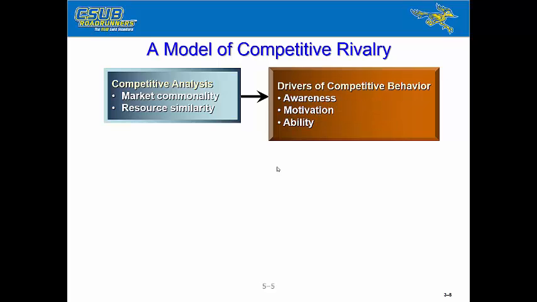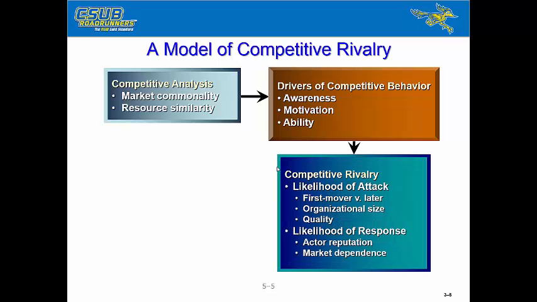Competitive analysis consists in particular of market commonality and resource similarity, two criteria to examine about competing firms. Drivers of competitive behavior include awareness, motivation, and ability.